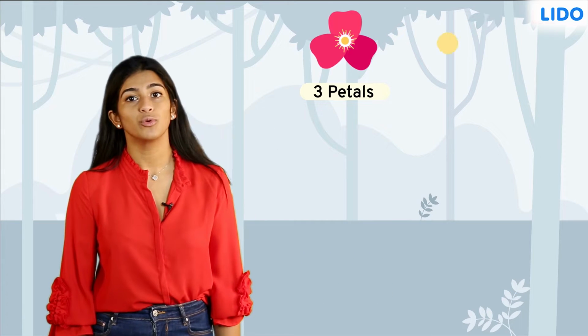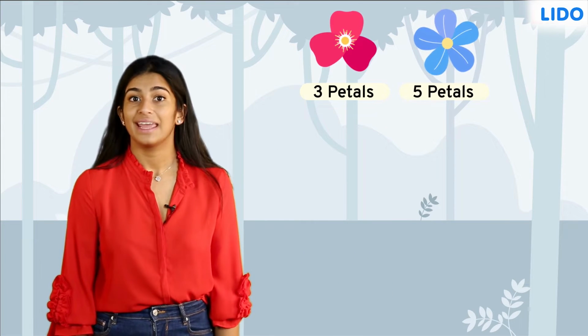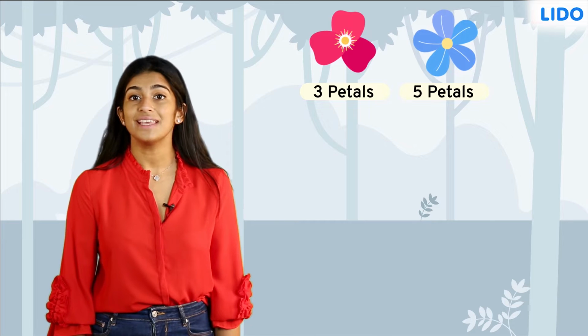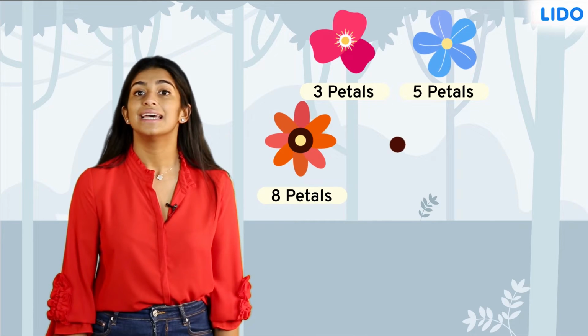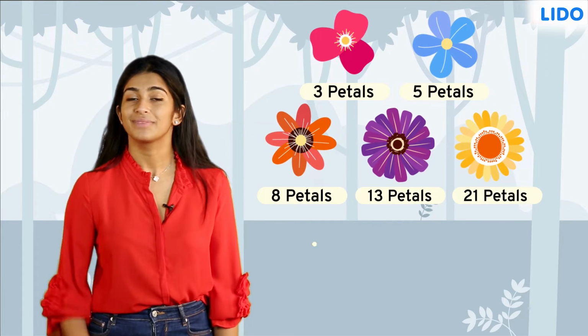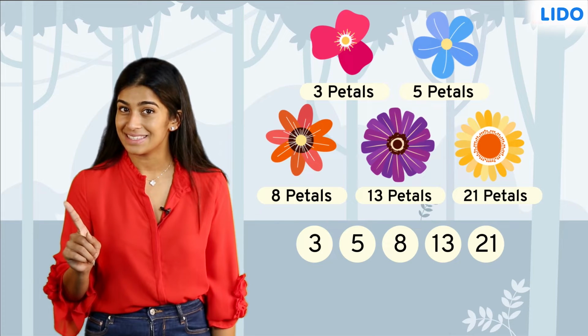Given the variety of flowers in the world, you might think that any number of petals is possible. But it turns out that some flowers have 3 petals, most have 5 petals. And if it isn't 3 or 5, then they seem to favor numbers like 8, 13, or 21. Do you notice the connection between these numbers?